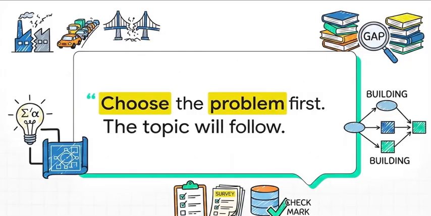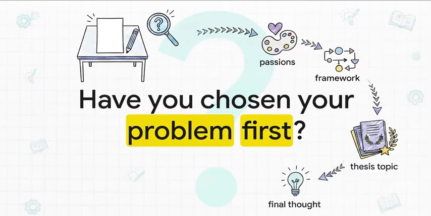Listen, if you take absolutely nothing else away from this entire explainer today, I really want you to remember this one core mantra. Choose the problem first, the topic will follow. Don't start by randomly picking variables off a list. Start with the actual problem in the real world. Hunt down that gap in the literature, attach the right theory, build your model, and ensure your data collection is actually feasible. So, as you look back down at that terrifying blank page on your desk, I want to leave you with one final provocative thought to kickstart your journey. Have you chosen your problem first?